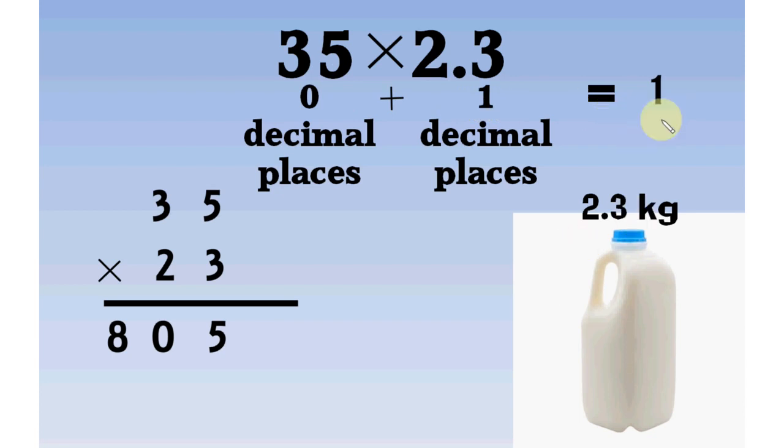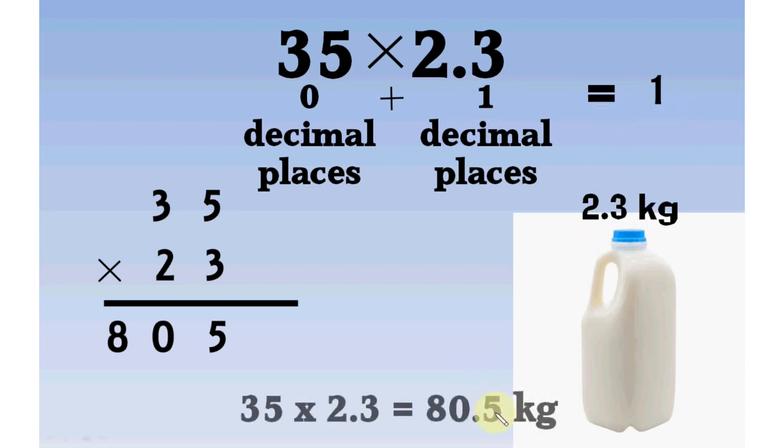It is the number of decimal places in the final answer. So, there would be 1 decimal place in the final product. Means only 1 digit after the decimal point. So, we put the decimal point here. The final answer would be 80.5. 1 digit after the decimal point.